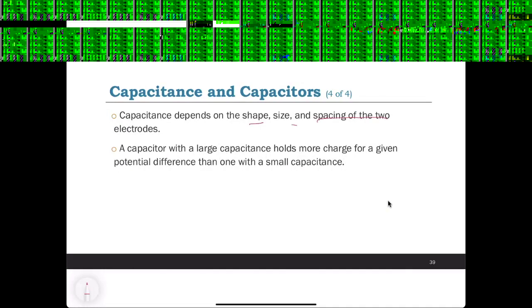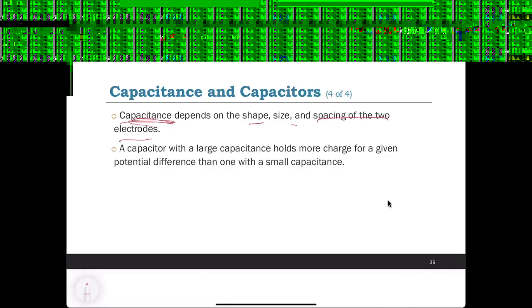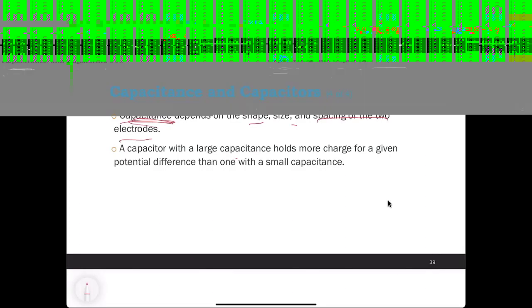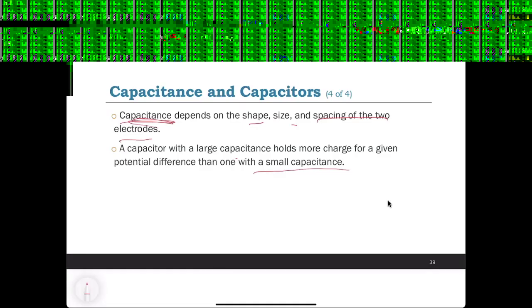Okay. Capacitance depends on the shape, size, and spacing of the two electrodes. Like I said, for an existing capacitor, everything is already fixed: the shape, size, and spacing of the two electrodes. So the capacitance will be fixed. For a specific capacitor, the capacitance is fixed. A capacitor with a large capacitance holds more charge for a given potential difference than one with a small capacitance. I think this one is easy to understand.